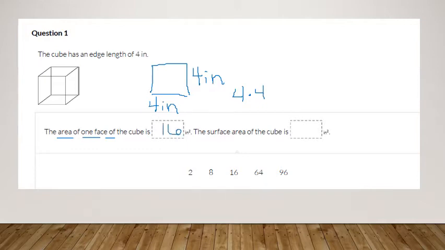The surface area of this cube is what? We have 6 sides, so we would say 16 times 6. I'm just going to multiply that, and I get 96 square inches.